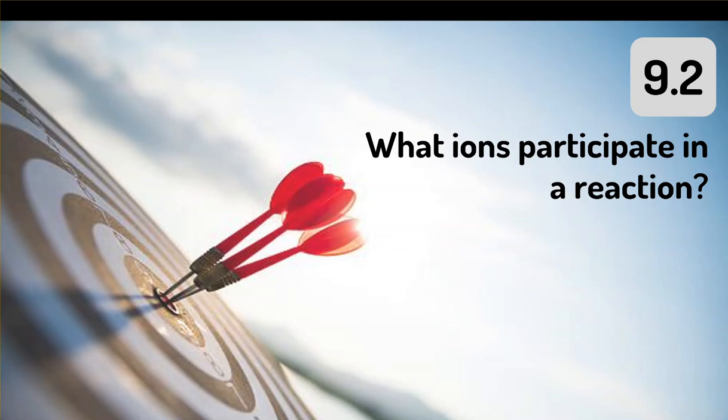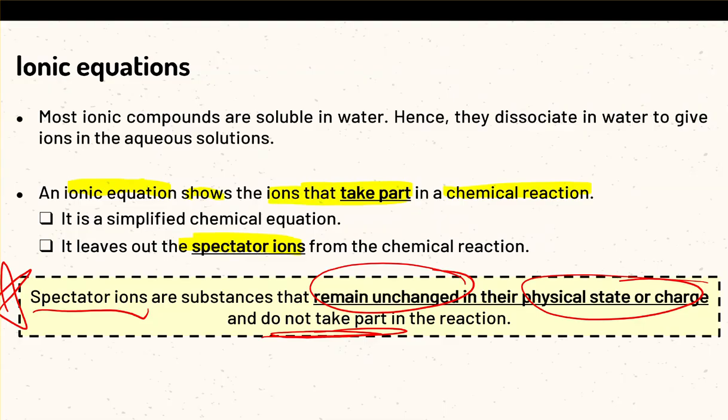9.2. What ions participate in a reaction? Most ionic compounds are soluble in water. However, some are not soluble. Those that are soluble dissociate in water to give ions in aqueous solution. So ionic compounds that are soluble can produce ions in aqueous solution.